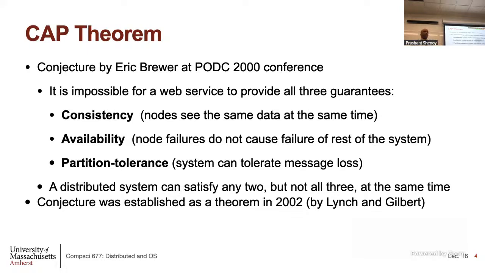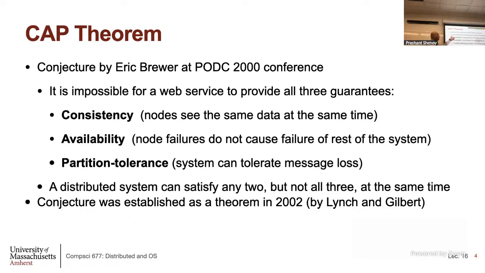So first thing is, it was proposed by a professor at Berkeley. His name is Eric Brewer, who is very well known in distributed systems. And what he conjectured at the time, it was not a theorem, it was more of a conjecture, but later on, I think it was proven to be true. What he conjectured is that it is impossible for a distributed system, or he referred to it as a web service, but really it is a distributed system, to provide all three guarantees at the same time.